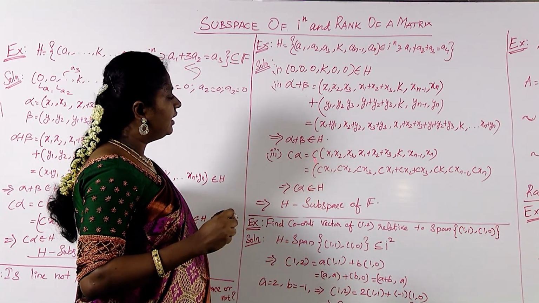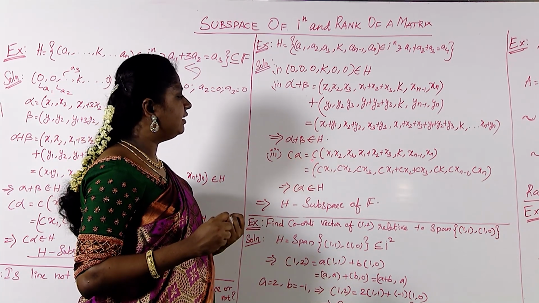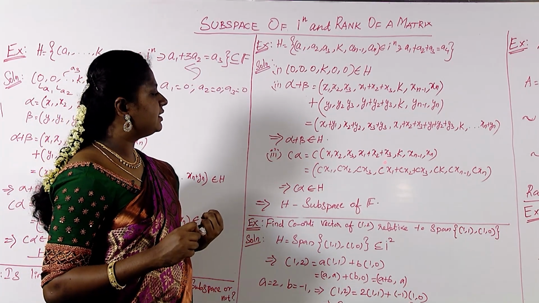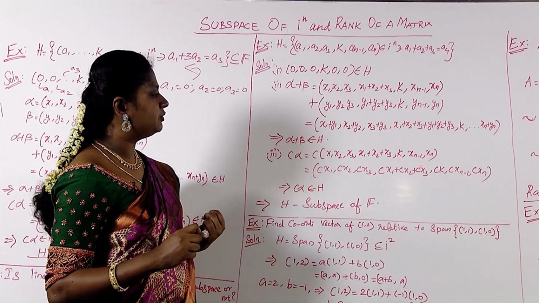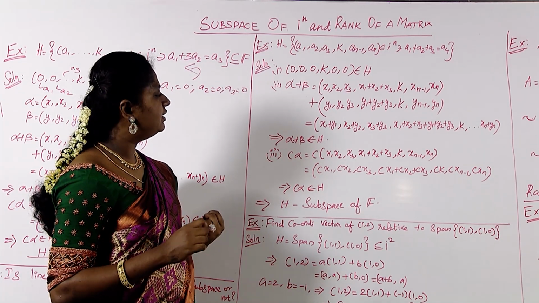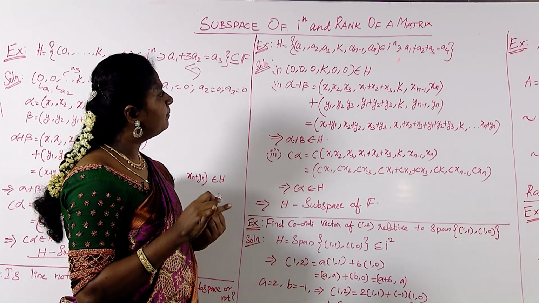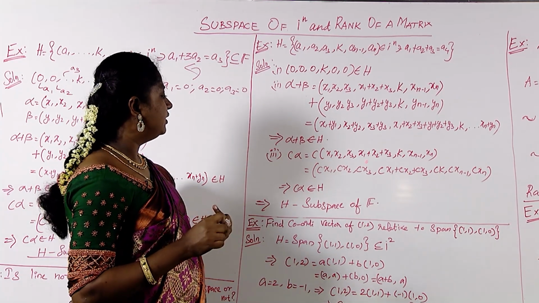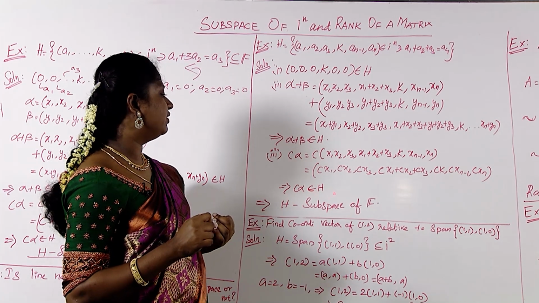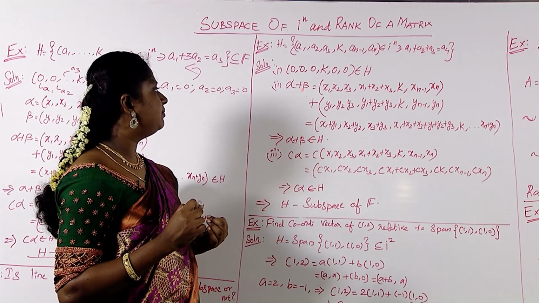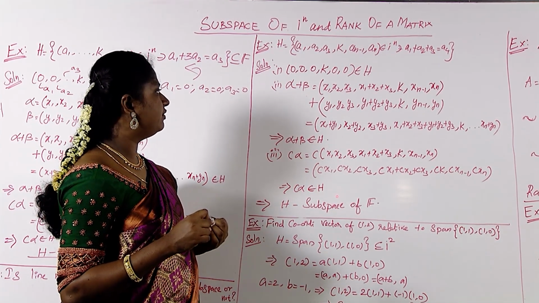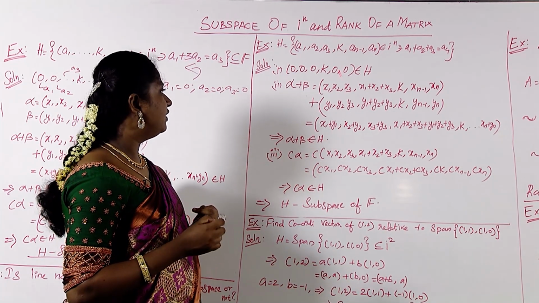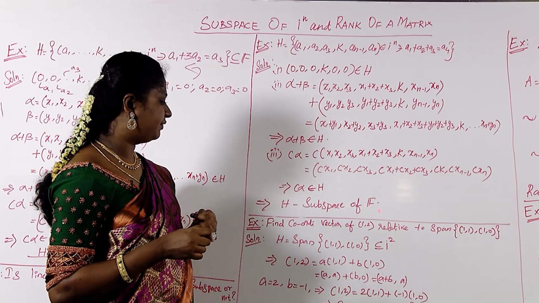Therefore alpha plus beta will be an element of H, and similarly if you find C alpha is Cx1, Cx2, Cx3, up to Cxn, you can verify this also forms the same pattern required for an element to be in the set H. Therefore C alpha is also an element of H. So we are able to prove alpha plus beta and C alpha are elements of H, and H has 0 also. Therefore H forms a subspace of F.